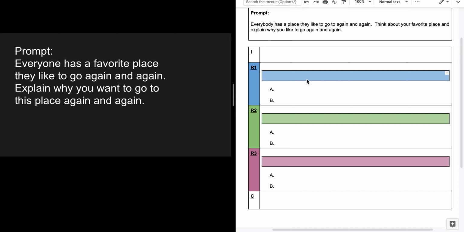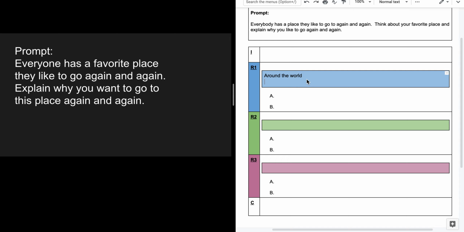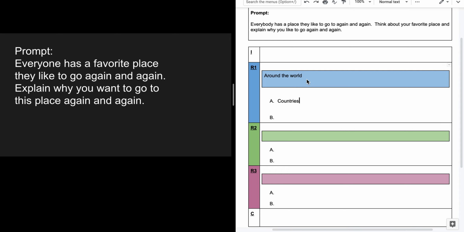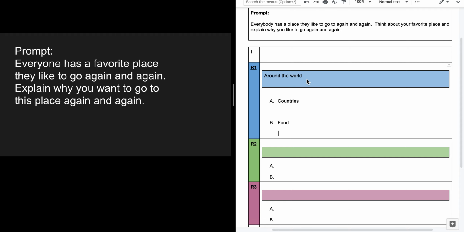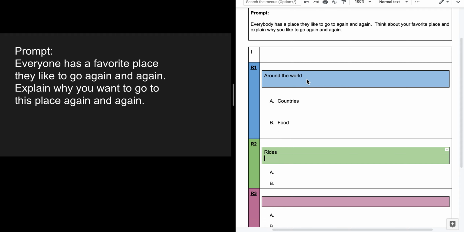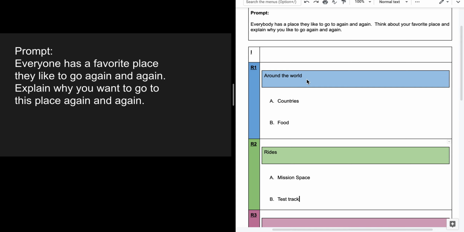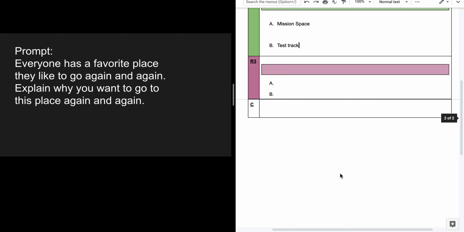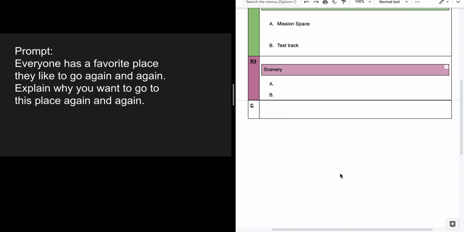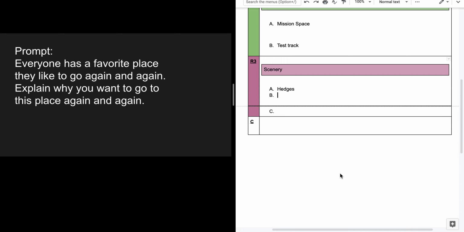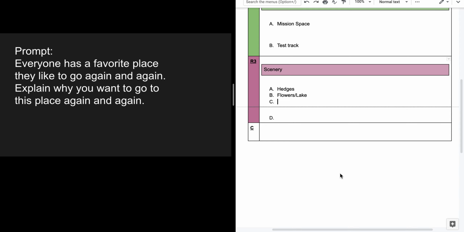So, my favorite place is Epcot, and the reason it's my favorite place, number one, is because of Around the World. Around the World has all those countries, and then it also has great food. The second reason I like it is the rides. I think that Mission Space is great, and I really like Test Track. And then lastly, my third reason is the scenery. The hedges there are fantastic, especially when they're in the shape of Mickey Mouse. And then also the flowers on the lake. I think that Epcot's just the prettiest Disney park they have.